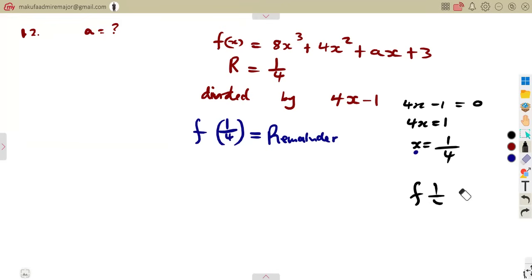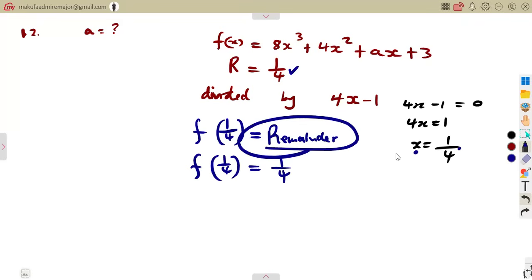So that's why we equate to 0. But in this case, we are not going to equate to 0 because we have the remainder. Our remainder is 1 over 4. So it means that f of 1 over 4, which is the x value that we are having here, must be equal to 1 over 4, which is our remainder.